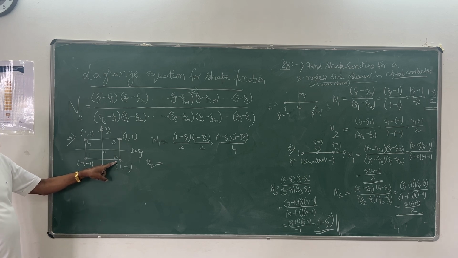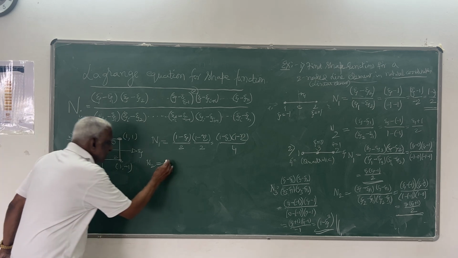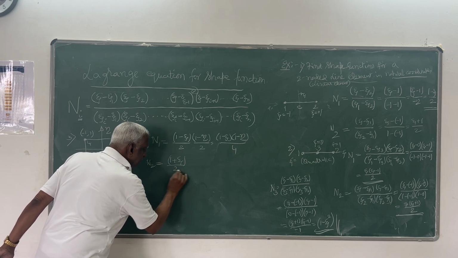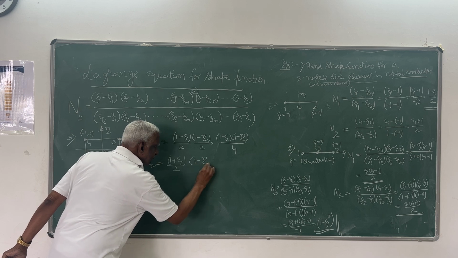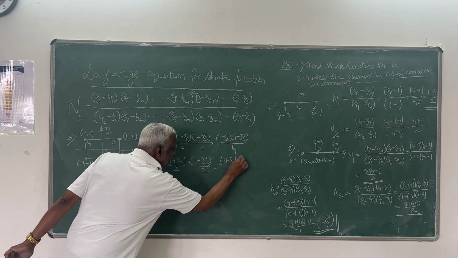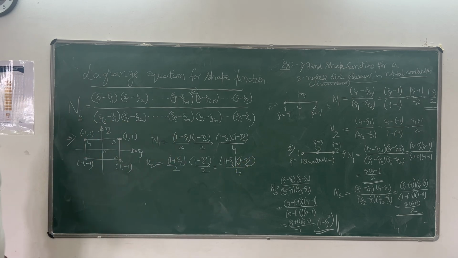So (1 plus ξ)/2. For the other direction, it is the first node, (1 minus η)/2. So this will be (1 plus ξ)(1 minus η)/4. See how simple it is.